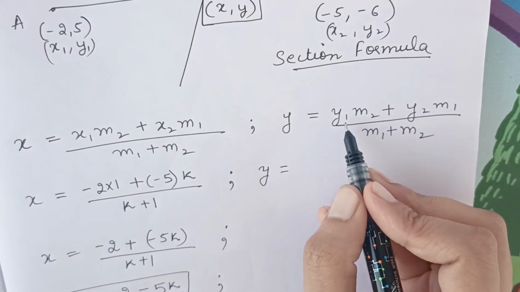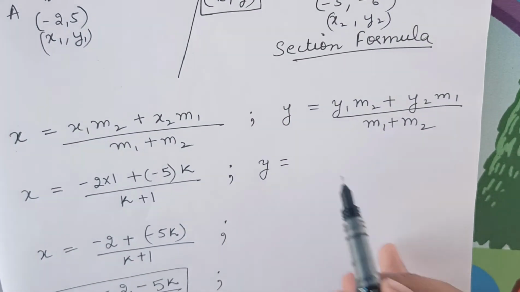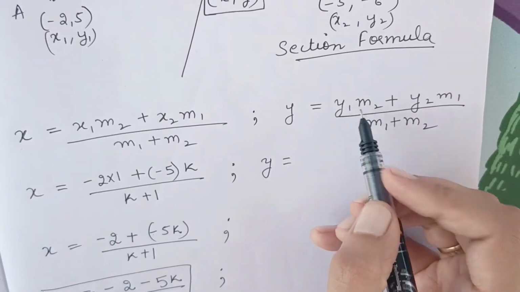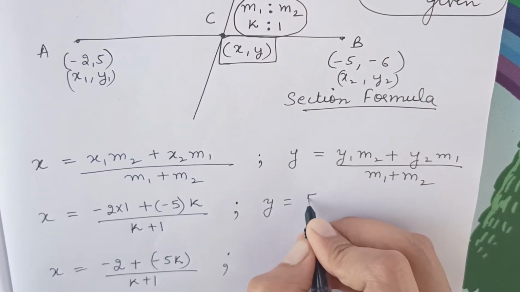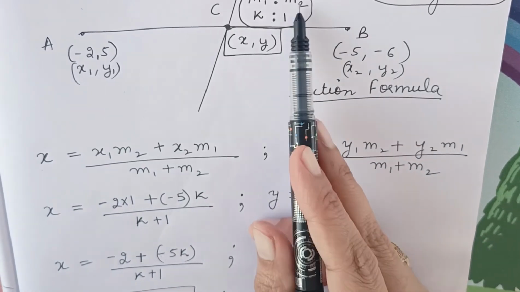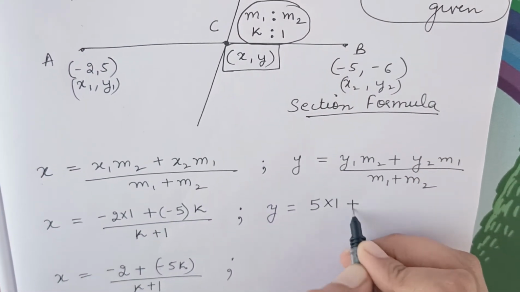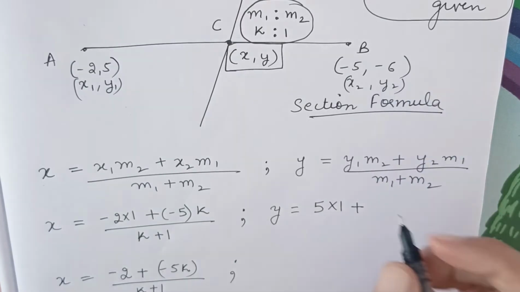Y is equals to this formula. Again we will be applying the given values. Y1's value, see I have written already y1 under 5, so that means y1 is 5. M2 is 1 plus y2 minus 6.